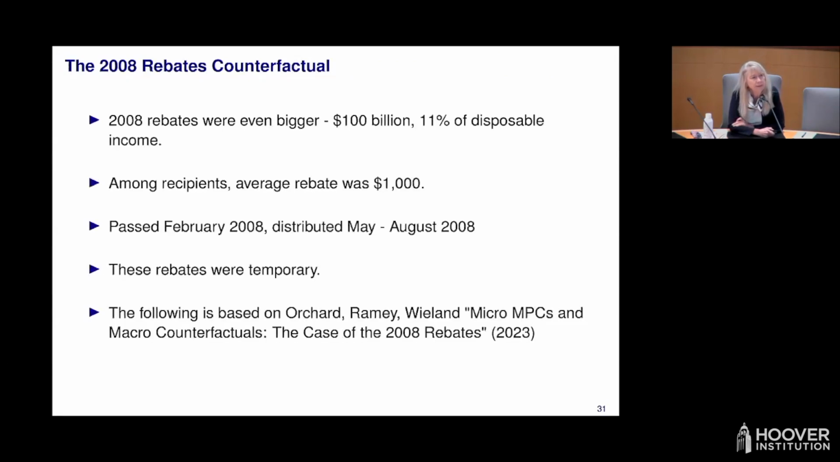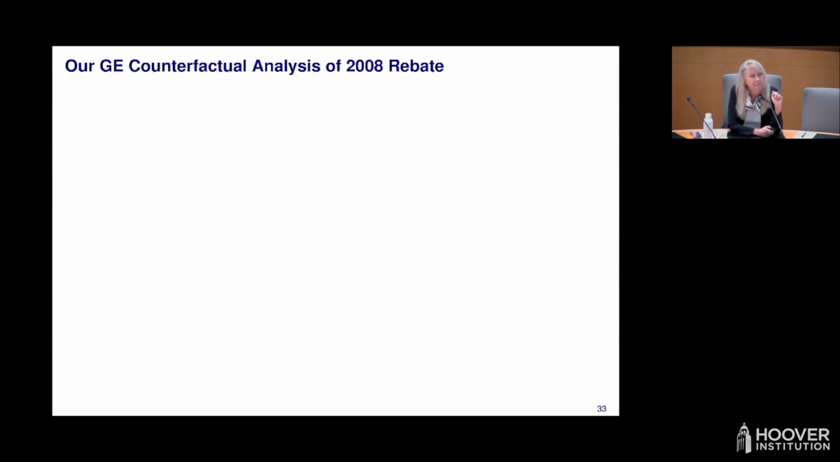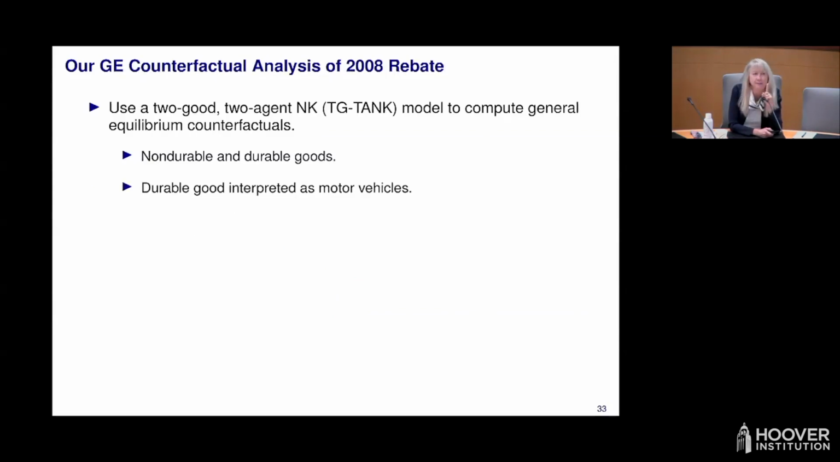That's in this other paper. It was even bigger, and you saw some of the graphs I'd shown you before. It was passed in February 2008, distributed May through August. The average rebate was $1,000. And these rebates were temporary. So it's a really nice, clean experiment, okay? And this is based on our first paper in this ongoing project, which is the case of the 2008 rebates. I already showed you that counterfactual for the Parker et al. So then we do a GE counterfactual analysis of this rebate, and we learn different things here, okay?